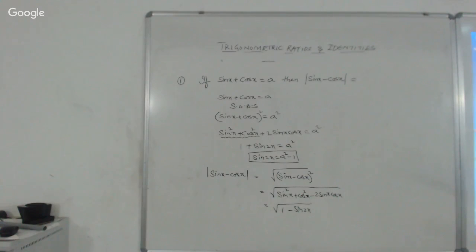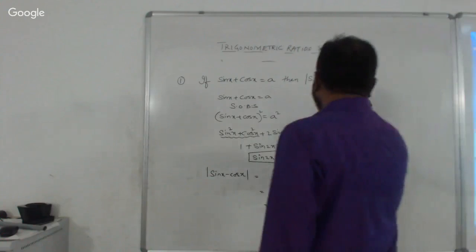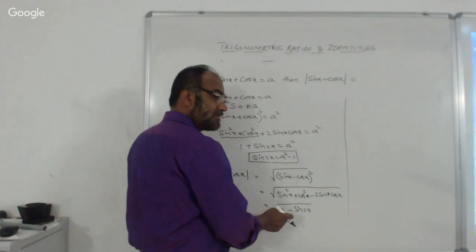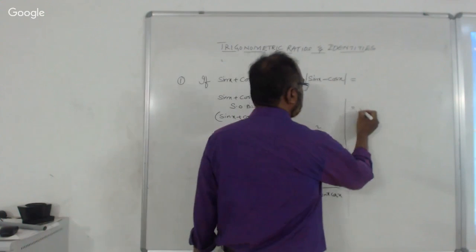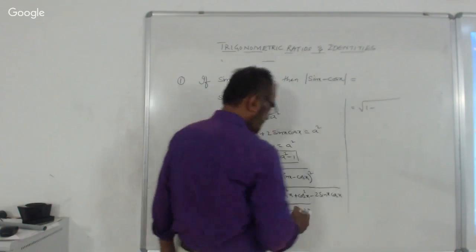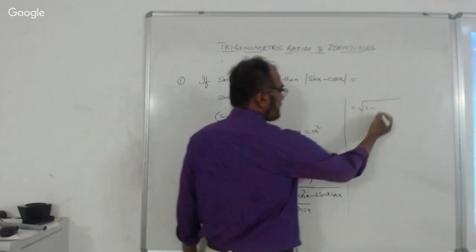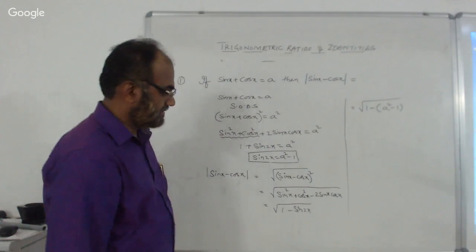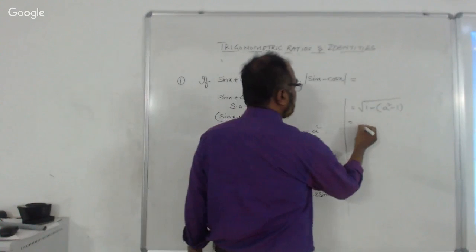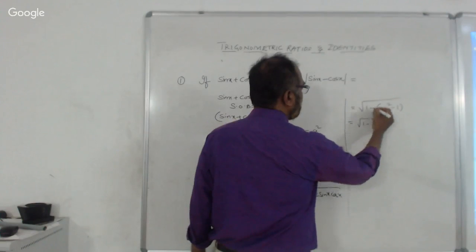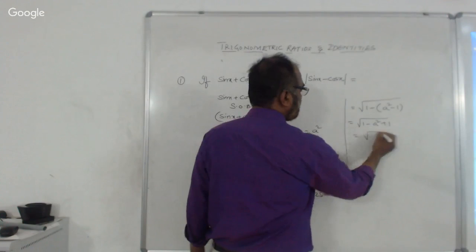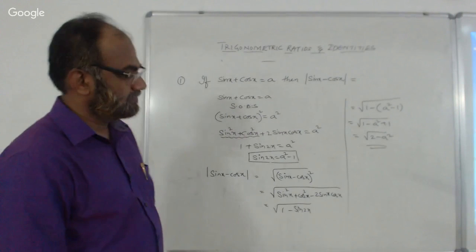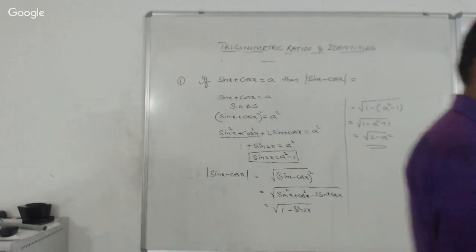So substituting sin 2x, a is the answer. Let's take it out, plus or minus. It is 1 minus sin 2x, and we have sin 2x as a square minus 1, in brackets. So minus of a square minus 1, which is 1 minus a square plus 1, which comes to 2 minus a square. That's the result: root over 2 minus a square.